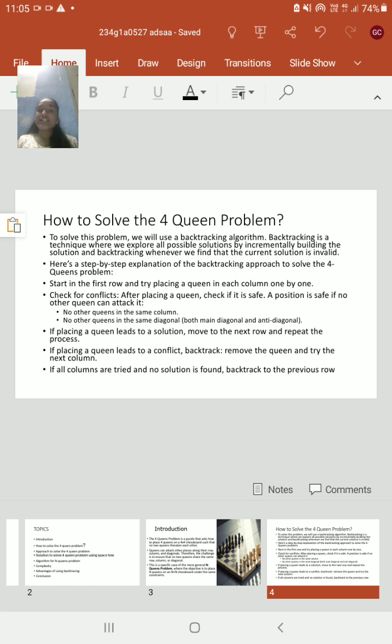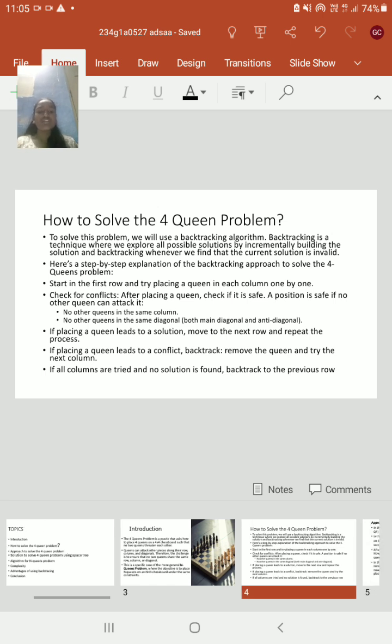When we are placing a queen, first we have to remember that no two queens should be in the same column, same row, or diagonal. If placing a queen leads to a solution, move to the next row and repeat the process. If placing a queen leads to a conflict, backtrack, remove the queen and try the next column. If all columns are tried and no solution is found, backtrack to the previous row.